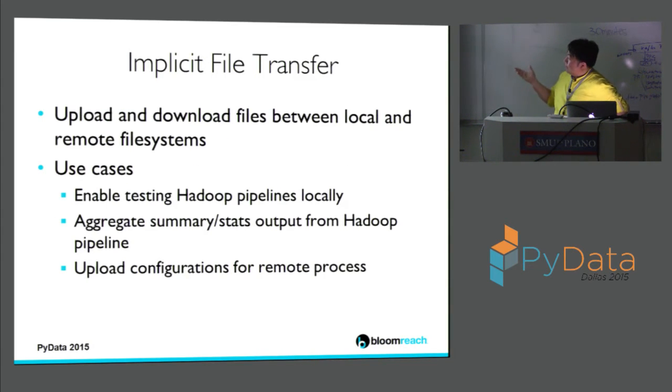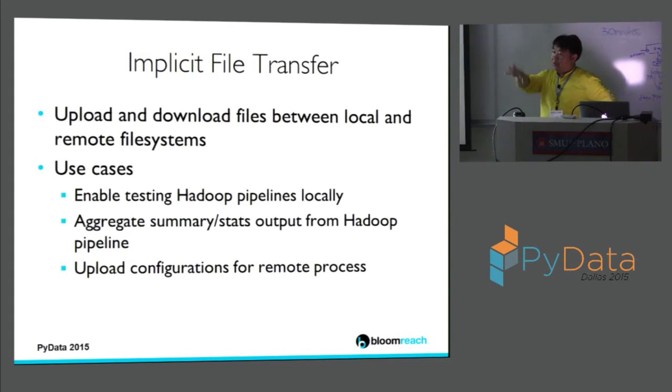We do this type of implicit file transfer when you have a local process and a remote process, and we upload and download the file automatically for you. This basically enables you to test Hadoop locally. Imagine that you have a pipeline with something called upload in the middle. Then your pipeline is really not flexible, because when you run locally, you have to ignore that step, right?